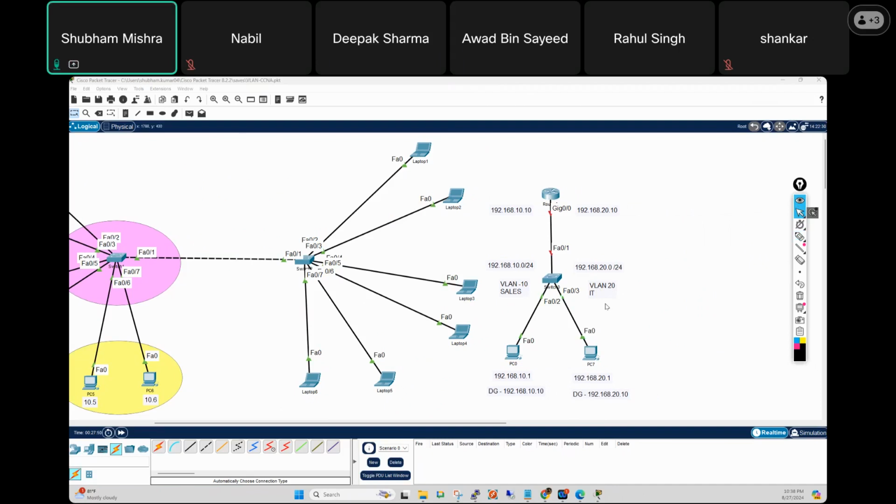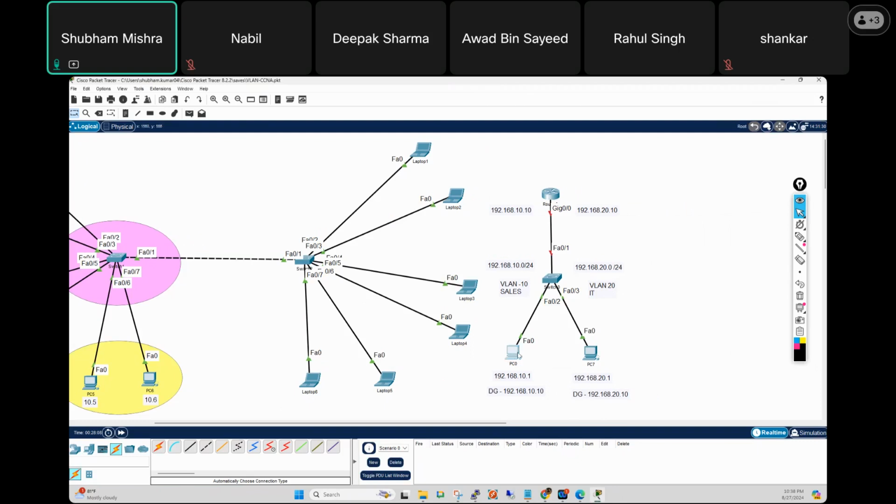Normally a switch has one MAC address table. Yes. So is it divided according to the VLAN? No. If you remember, in the first or second class I showed you the MAC address table. In the MAC address table, the VLAN information is already there. Yes.